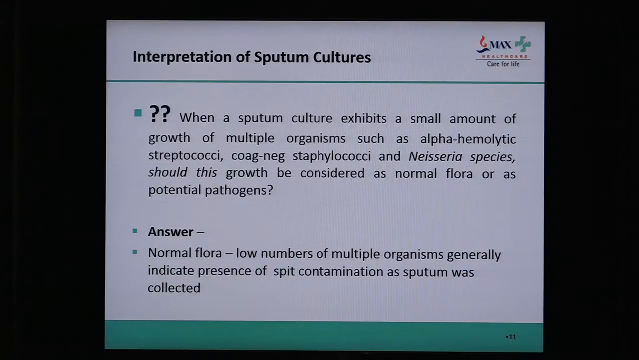So, this is a question: when a sputum culture exhibits a small amount of growth of multiple organisms such as alpha hemolytic streptococci, coagulase negative staphylococci, Neisseria species, should this growth be considered normal flora or potential pathogens? So, definitely this is normal flora, because we don't report Candida, coagulase negative staphylococci and alpha hemolytic streptococci in the sputum. Even in the tracheal culture, with these three organisms, CDC does not report them. Candida also, in respiratory samples they are normal flora, we don't report.